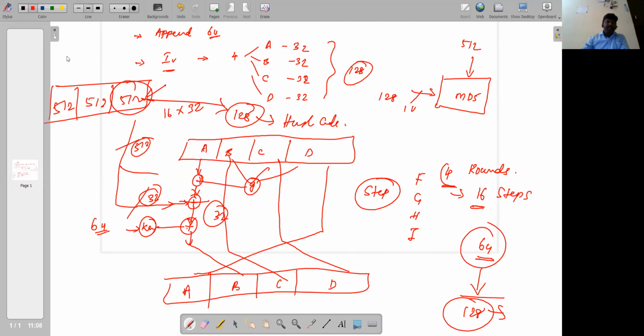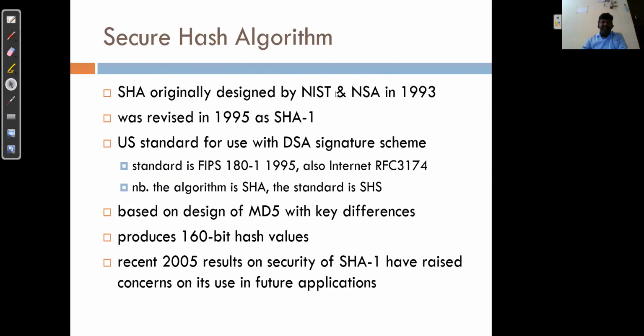After that, we discussed the SHA algorithm, the fundamental concepts of which are similar to the MD5 hash function algorithm. But here certain parameters change, so I'll explain that.